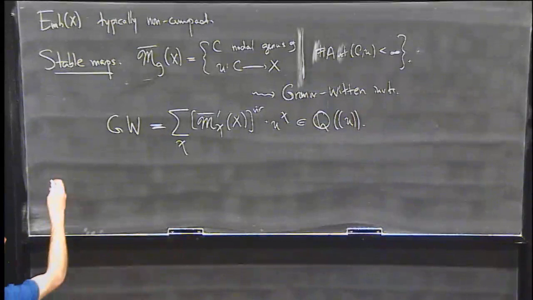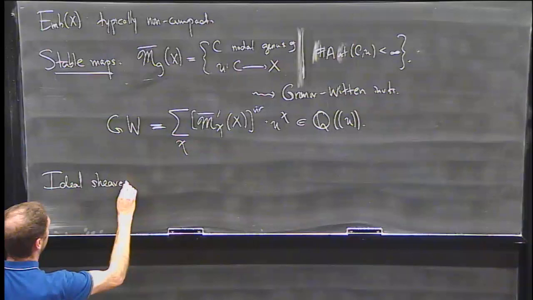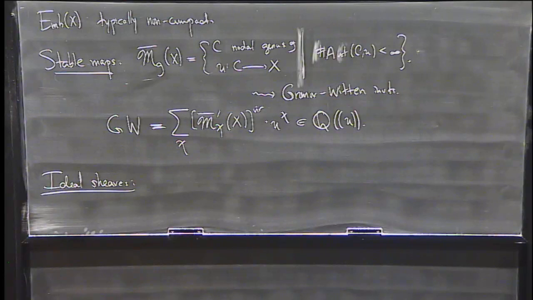Another way of compactifying is using ideal sheaves. So there are two ways to describe a curve, maybe as the image of a map. Thinking about curves from that perspective, you naturally stumble upon the stable map compactification. If you think about curves as being cut out by equations, then you naturally stumble upon the ideal sheaf compactification.